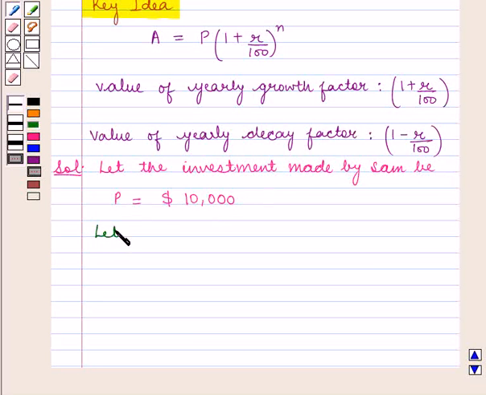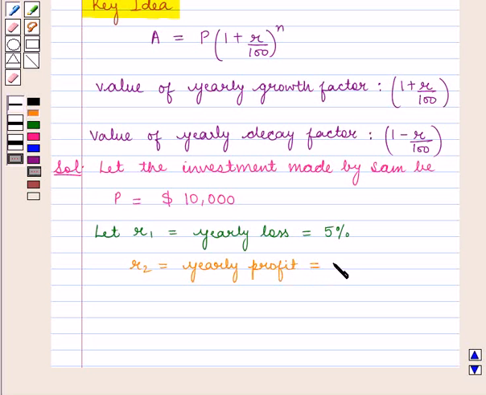Let R1 be the yearly loss, which is equal to 5%. Let R2 be the yearly profit, that is profit in the second year, which is equal to 6%, and R3 be the yearly profit, that is profit in the third year, which is equal to 10%.